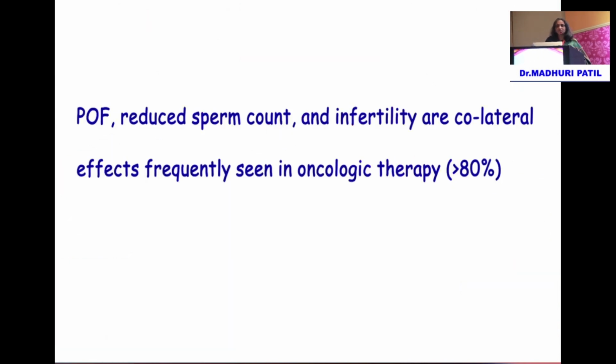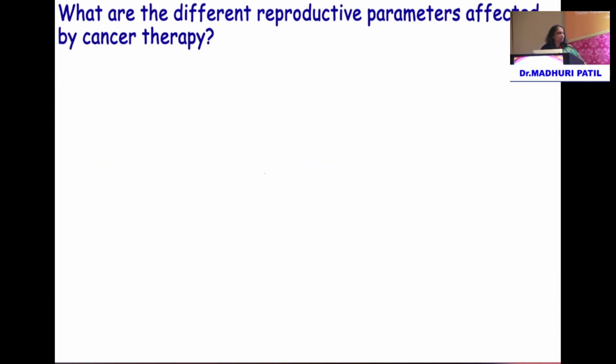So we all know that premature ovarian failure, reduced sperm count, and infertility are collateral effects seen in oncological therapy. So I would like to ask what are the different reproductive parameters which are affected by cancer therapy?